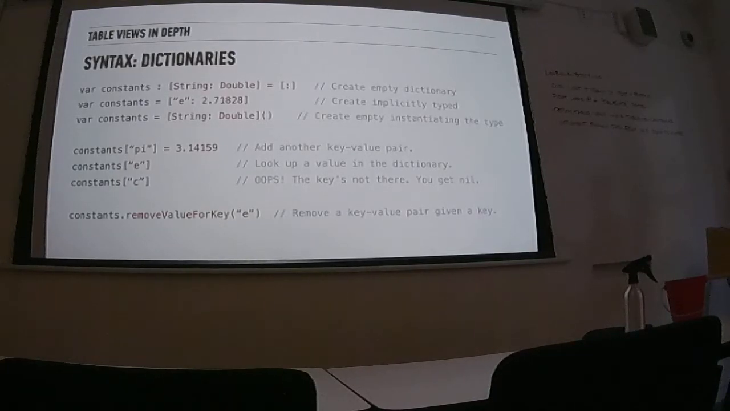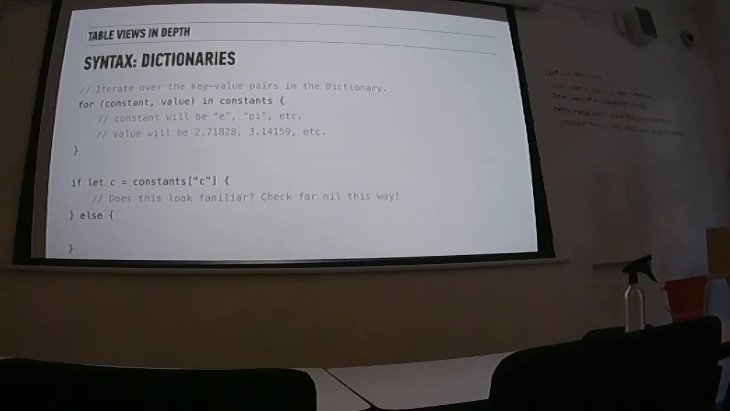The analogy that we used before was like a literal word dictionary, like an English dictionary, where the keys are the actual words and the values are the definitions of those words. In the dictionary we call that an entry, which is a word and a definition. In dictionary parlance, in Swift, we call it a key-value pair. The key is the thing that's unique, that you use to reference. The value is the thing that you're trying to reference. The example that we used before was a series of physical and mathematical constants. And again, you can iterate over them with for loops using this particular syntax.